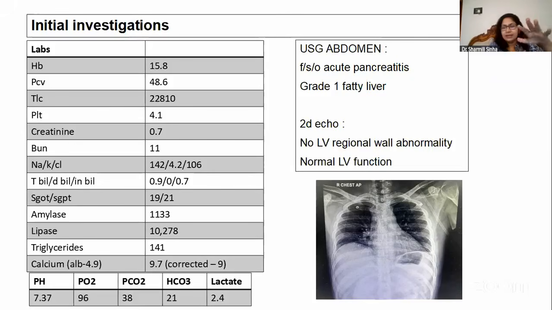So, what are the criteria, just to consolidate? It is the revised Atlanta classification for diagnosis of acute pancreatitis, ma'am. It has three parts. The first one would be characteristic abdominal pain, the second one is biochemical markers, either amylase or lipase elevation more than 3 times the upper limit of normal, and the third one is imaging. Here in this case, we have all three. Any two would be sufficient to call it acute pancreatitis.